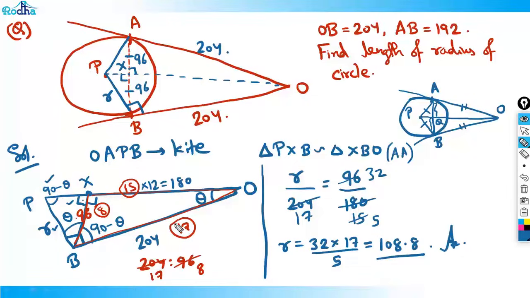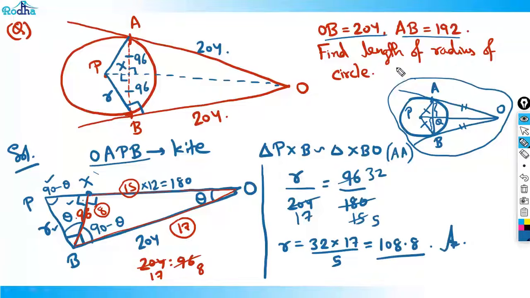So I hope you got it. This was a very good question. Two tangents of a circle were given. We need to find the length of the radius of the circle, where AB was given as 192 and OB was given as 204. So we just joined AB and OAPB becomes a kite. We know that in any circle, two tangents and two radii form a kite. It will follow all the properties of a kite.